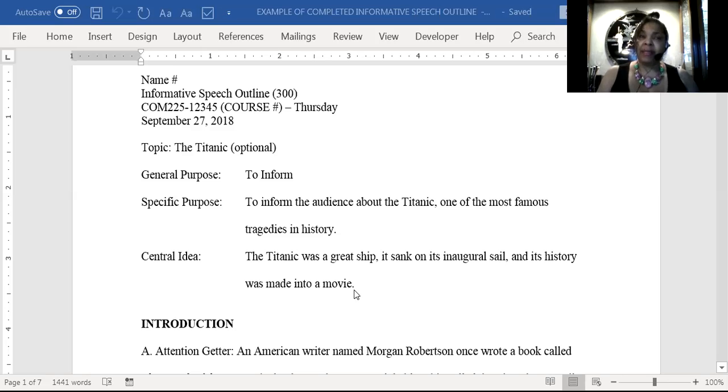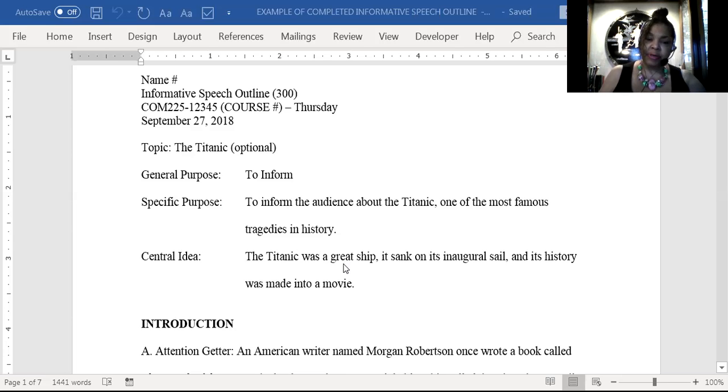She could have said the Titanic was a great ship. It sank and was made into a movie. Clear enough, right? Clear enough. Nothing else need be said. The way that this is said here, it's fine. I have a little concern about great ship because what does that mean? Be very, very specific. It was a first of its kind. Here's a word for you, ship. I don't know, but this is going to work.